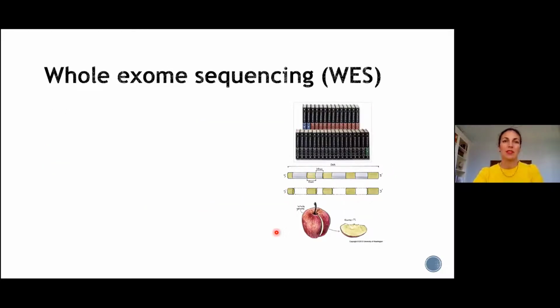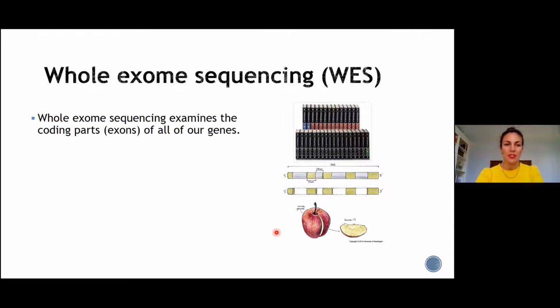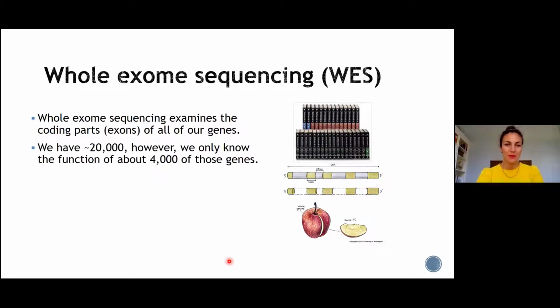One of the newer tests, probably in the last 10 or so years, that's come up is whole exome sequencing. And so whole exome sequencing examines the coding parts of all of our genes. So again, the exons, which are the coding parts. When we think about our whole genome, the coding parts of our gene, or the exome, only represents about 1% of all of the information. And so there's so much more of the genome that's non-coding. So the exome is really only this 1%, where again, it's only the exons or the coding parts of the gene, not the introns. We have about 20,000 genes.